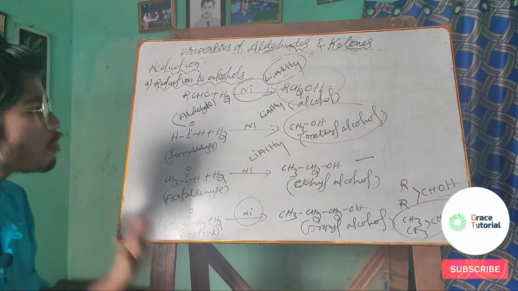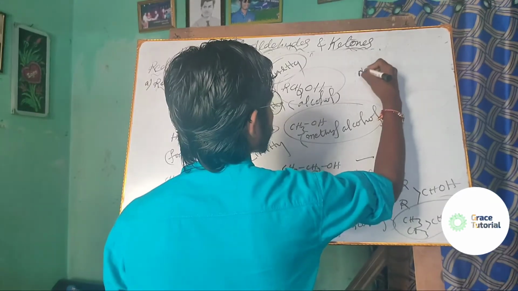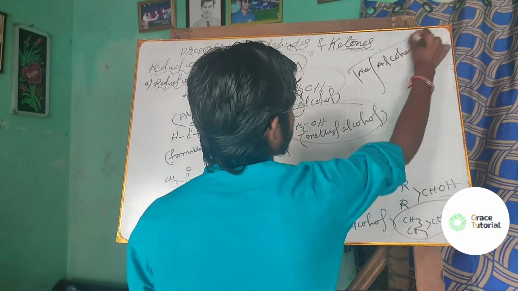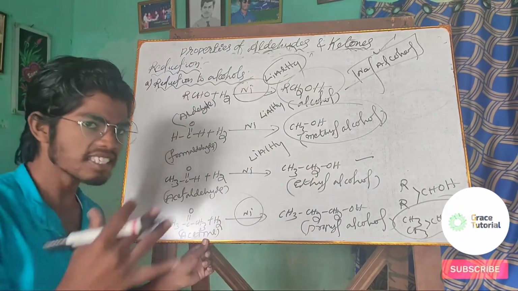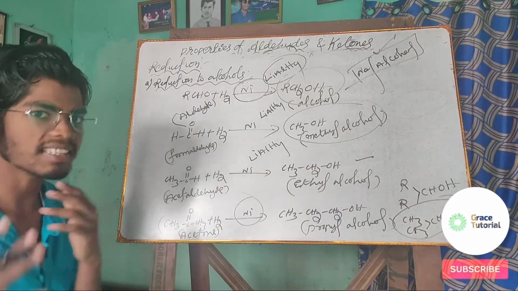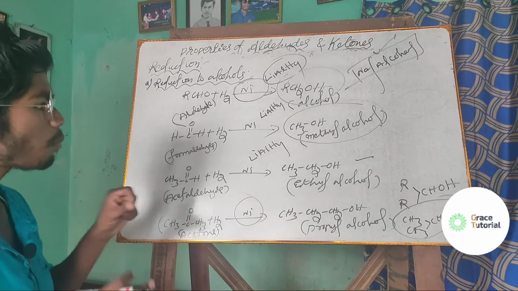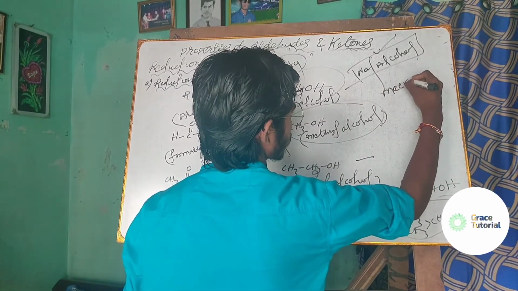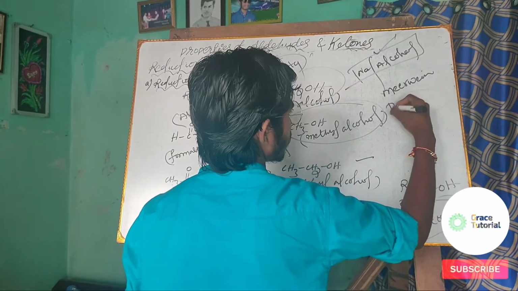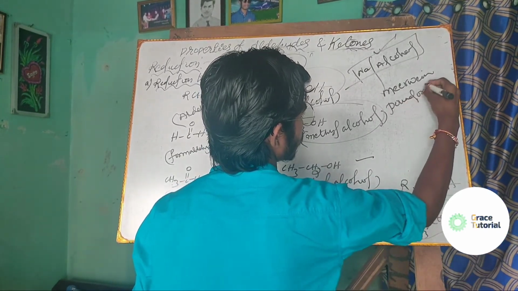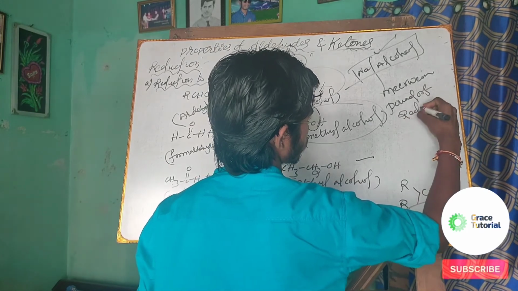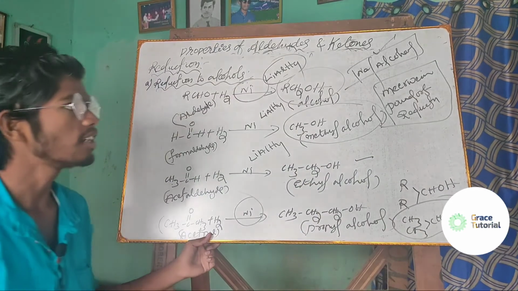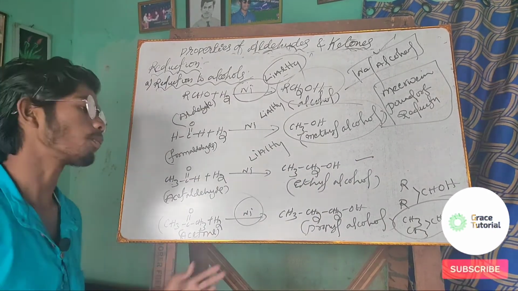And the reduction can also take place with sodium or alcohol. These are used as the different agents for the reduction of aldehydes as well as ketones. The most important thing, the Meerwein-Ponndorf reduction, is also one of the most important reactions. I hope you will read the Meerwein-Ponndorf reduction as well, which may come in the examination.